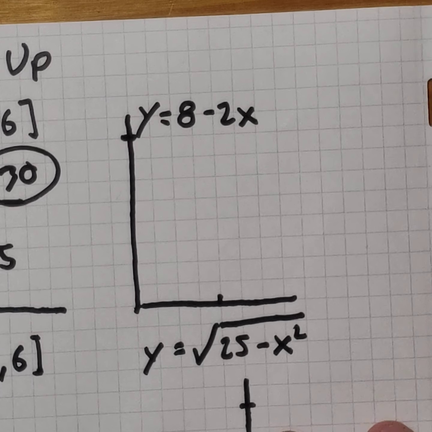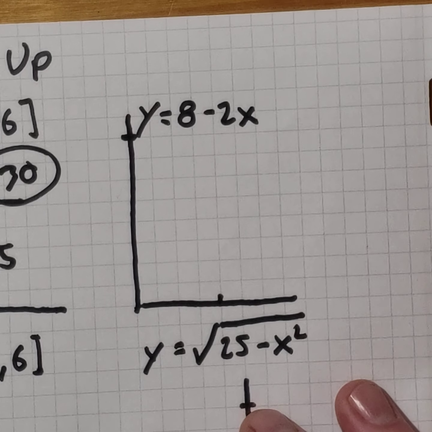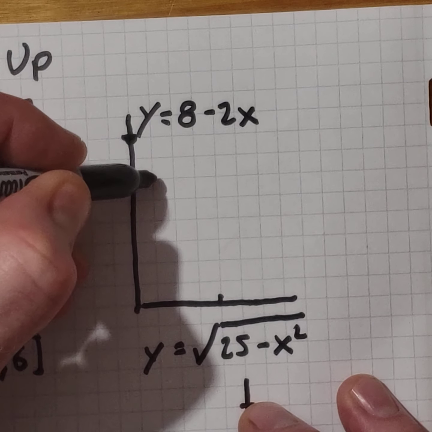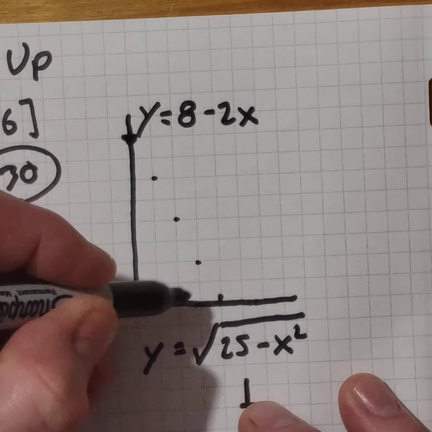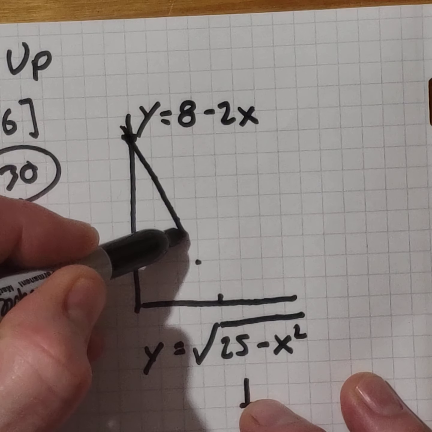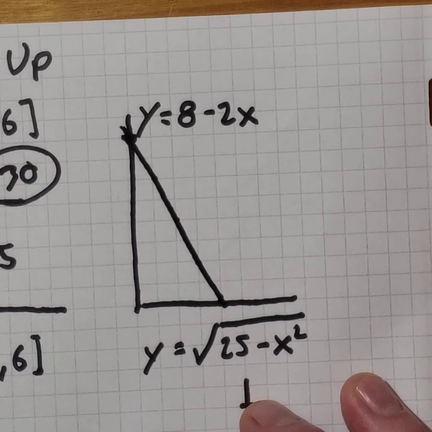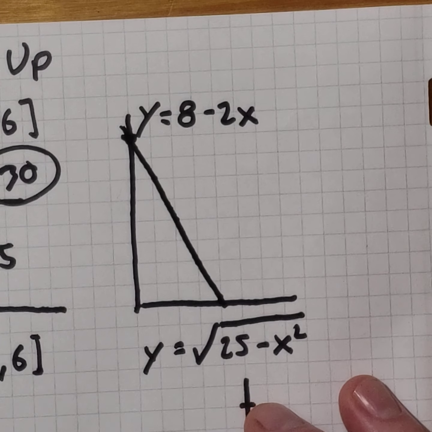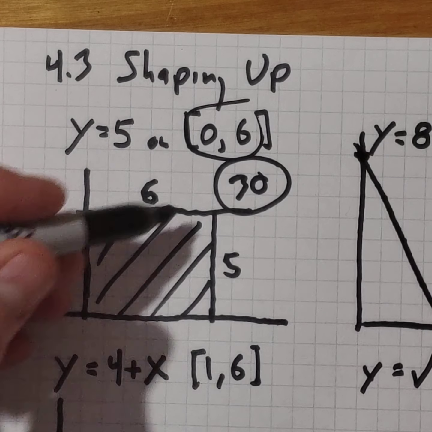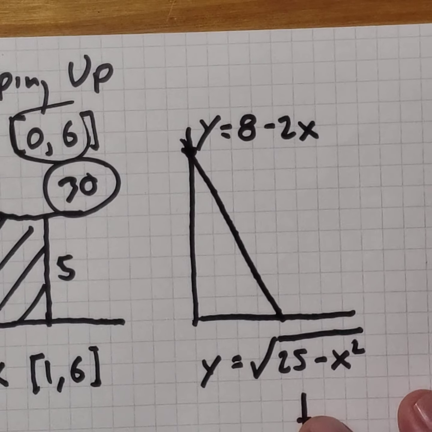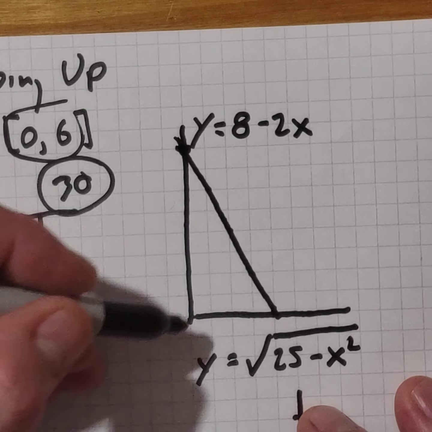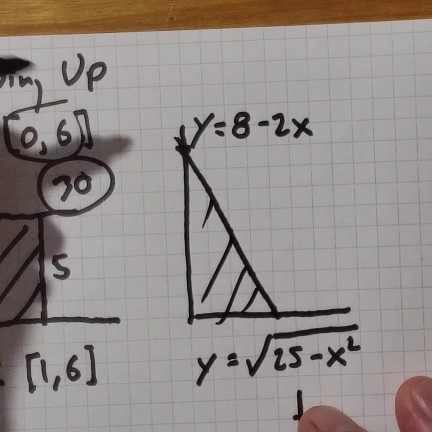Here's one that's a little more challenging. We have y equals 8 minus 2x. That's going to be a line with a y-intercept of 8 and a slope of negative 2. So it's going to decrease, and it's going to hit the x-axis at 4. Unlike the previous one, where we had an artificially imposed beginning and end, this one has a naturally imposed beginning and end from 0 to 4. So we know we're talking about this area under the curve here.